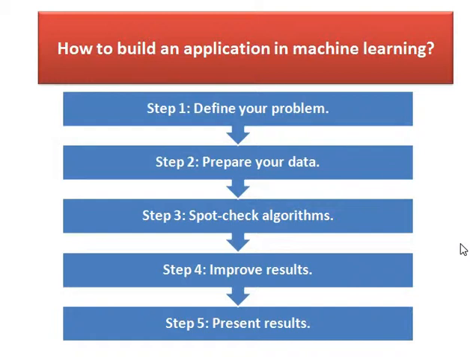The next step is to spot check the algorithms. You need to run different algorithms on your pre-processed data and see which one gives you a better score and less error. Then you need to improve your results by different techniques, and the most important thing is to present your results to the client or the end customer. These are the basic steps of building an application in machine learning.